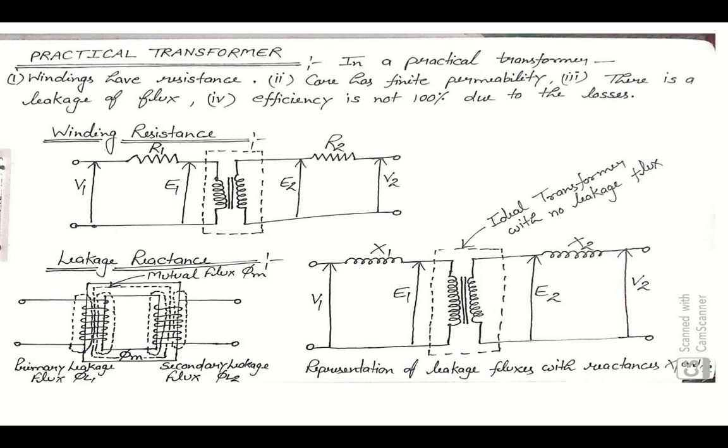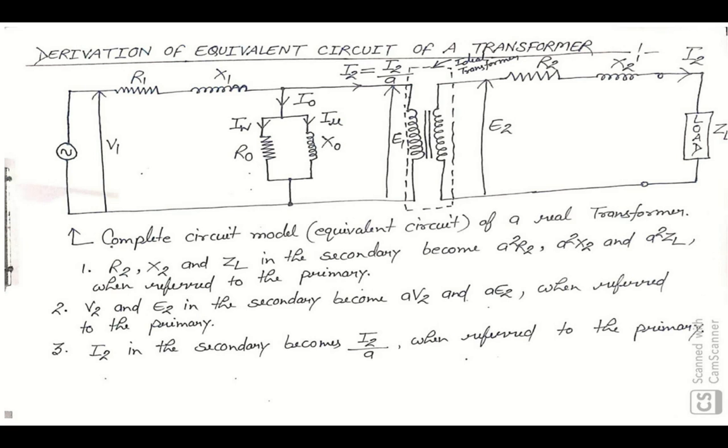Now in the next topic you have derivation of the equivalent circuit of a transformer. So first of all you can see here a diagram of the equivalent circuit of a transformer. Firstly we apply an AC, then we have V1 here. Now R1 is the primary winding resistance, X1 is the primary reactance.